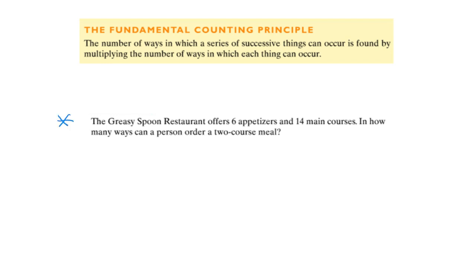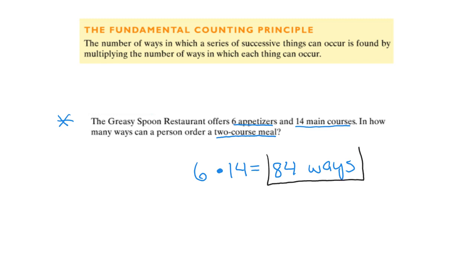All right, let's take a look at this problem that we have. The Greasy Spoon restaurant offers 6 appetizers and 14 main courses. In how many ways can a person order a 2-course meal? This 2-course meal means that they're going to select 1 appetizer and 1 main course. So we have 6 appetizers, 14 courses. We'll take 6 times the 14, and that gives us a total of 84 ways to select a 2-course meal. It is that simple as long as you know which numbers to multiply.